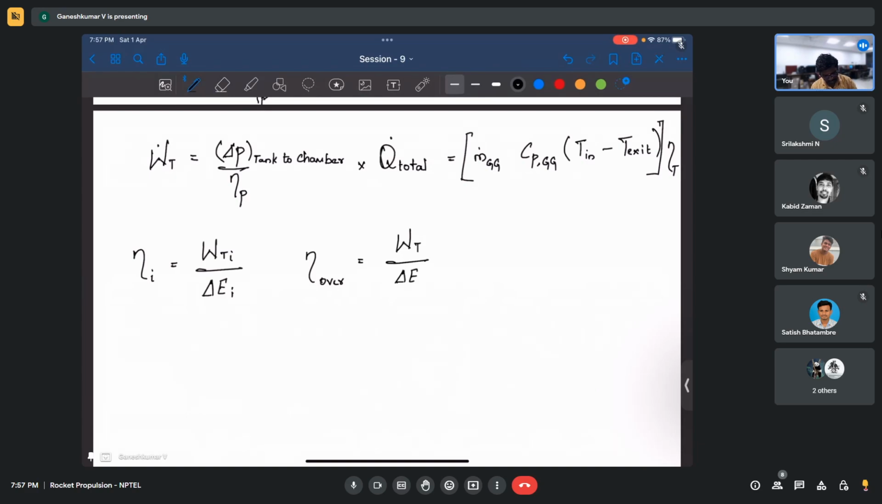So now you can divide it: work done I over delta E I is going to be the summation of work done of I divided by the summation of delta E I. This can lead to some expression of eta i's, right? You can derive your own combined efficiency based on the definition. It depends on the definition of the efficiency also.